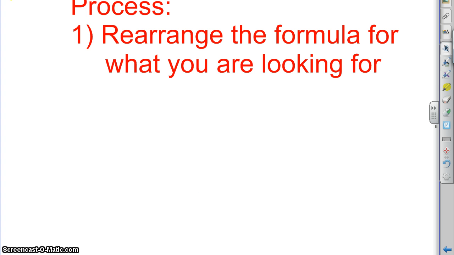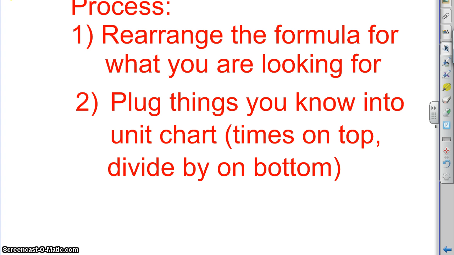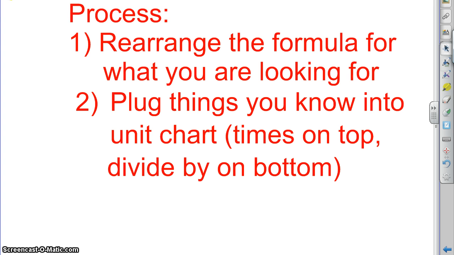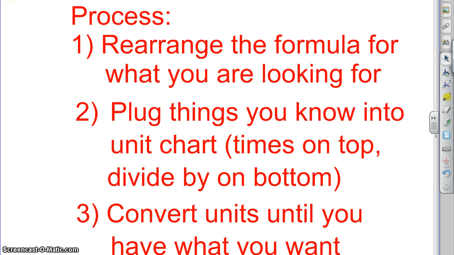What was the process? Well, the first thing that we did was we rearranged the formula to find what we were looking for, to get the thing that we were looking for all by itself on one side. And the second step, we plugged the things in that we knew into the chart. Anything that was times we put on top, anything that was divided by we put on the bottom. And so we're just going to continue to do that. And the last step, we converted the units until we have what we want.